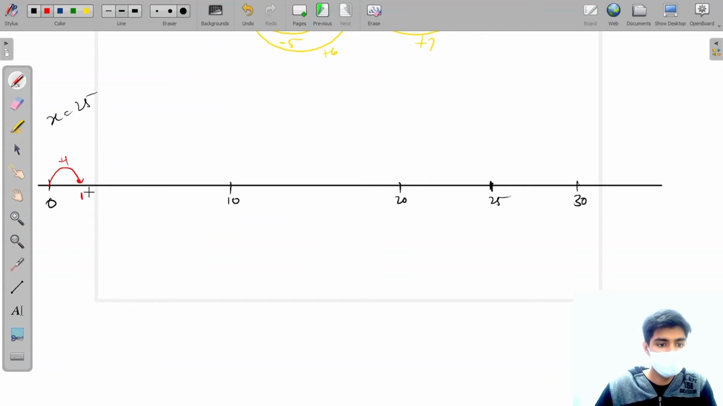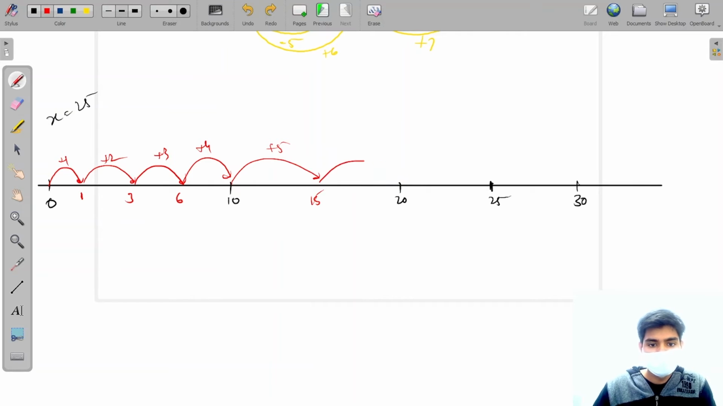Plus 1, I'll get to 1. Plus 2, I'll get to 3. Plus 3, I'll get to 6. Plus 4, I'll get to 10. Plus 5, I'll get to 15. Plus 6, I'll get to 21. Plus 7, I'll get to 28.